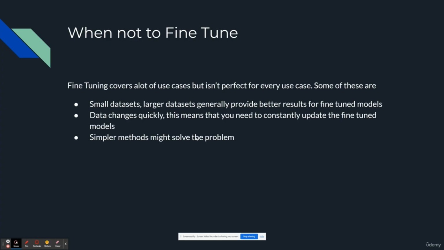So smaller data sets don't give it enough data to accurately update the weights, and then you'll get a below par fine-tuned model. Another time when it's not good to use a fine-tuned model is when the data changes quickly. Because you're retraining the AI model, this adds to the costs and makes fine-tuning a model much more expensive. And also you have to do it more often, since as data gets updated, you will need to update your model. And then simpler methods might solve the problem, so a fine-tuned model might be overkill.